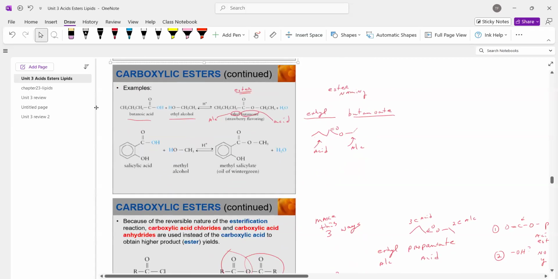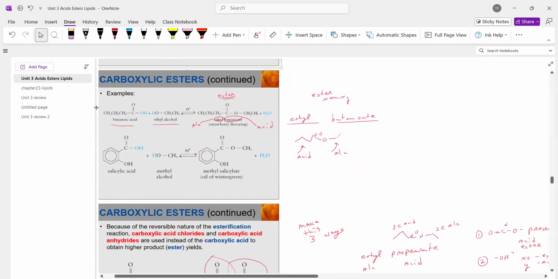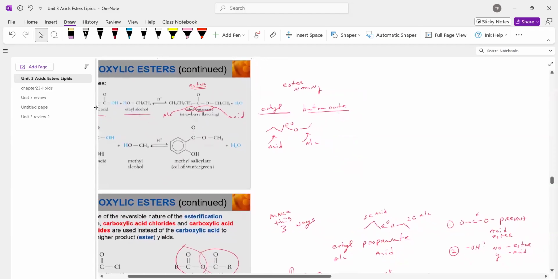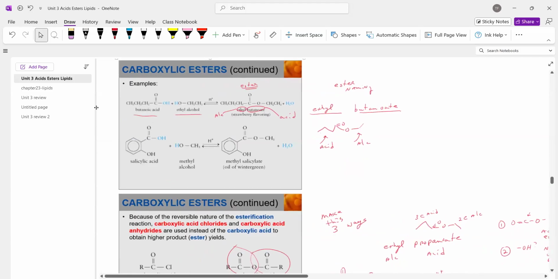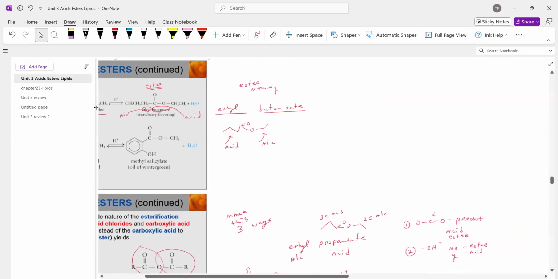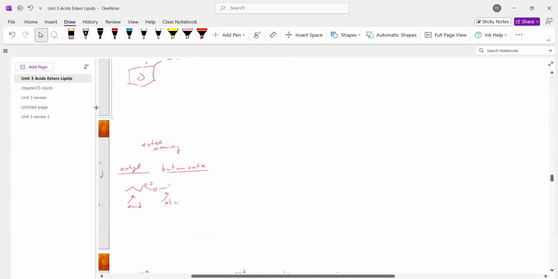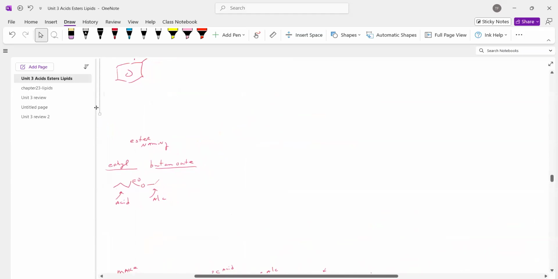Okay, so let's look at an example here. So let's take an acid. Let's take butanoic acid, plus ethanol.